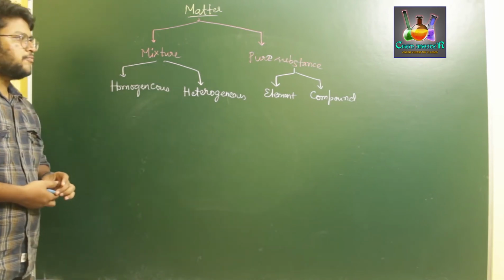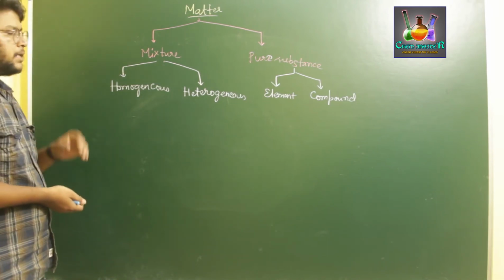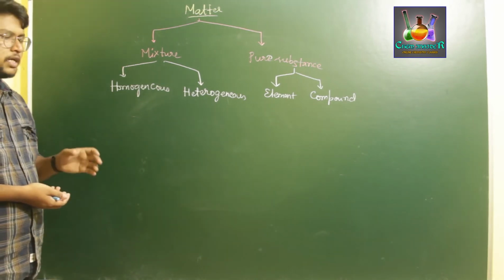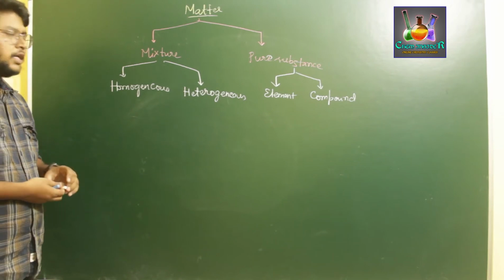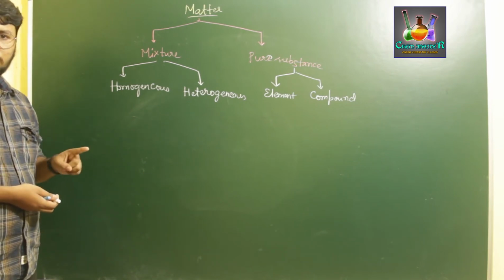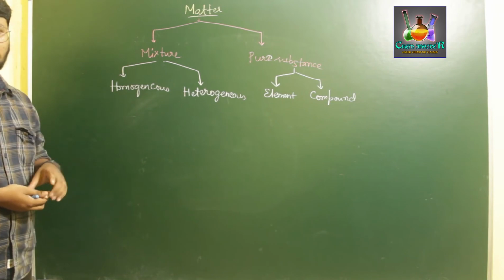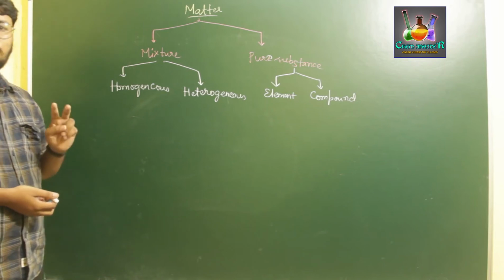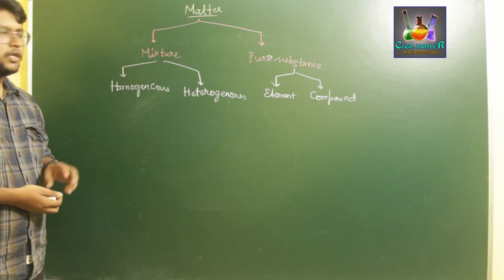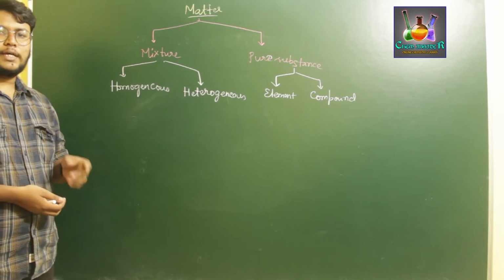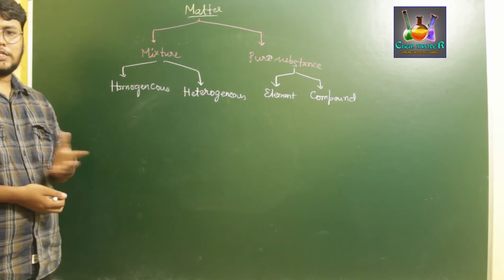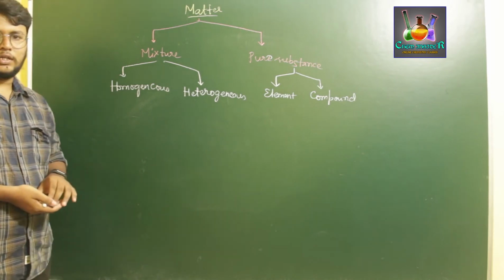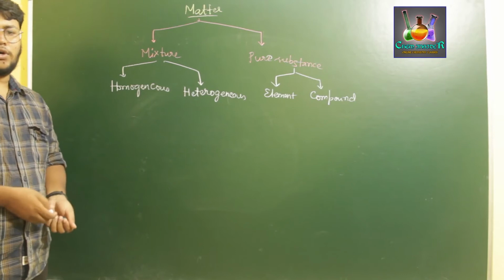Now, for the case of mixtures and pure substances, what do you mean by a mixture? If you take a substance such as a sugar solution or coffee or tea, it contains two substances: water and coffee powder, or water and tea powder. So a mixture is something formed by two different substances. If two or more substances are mixed in any ratio, irrespective of mass or volume, then the resultant substance is called a mixture.